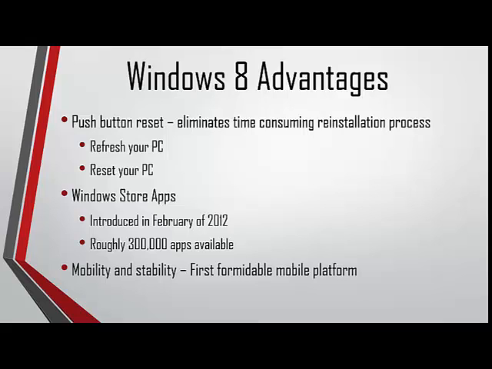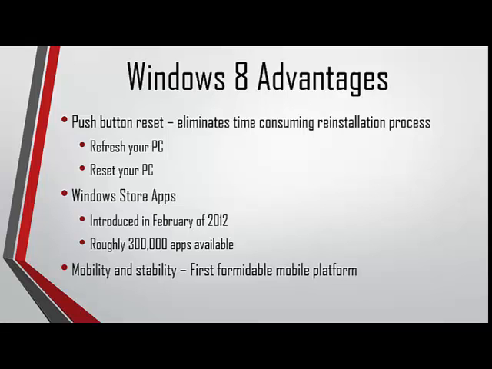The Windows Store apps were introduced in February of 2012, and there are roughly 300,000 apps available. Another advantage is the fact that it's more mobile and more stable. It's the first formidable mobile platform available. If you're familiar with any of the older Windows mobile platforms, they were quite miserable to work with. It took a savvy user to be able to operate them.